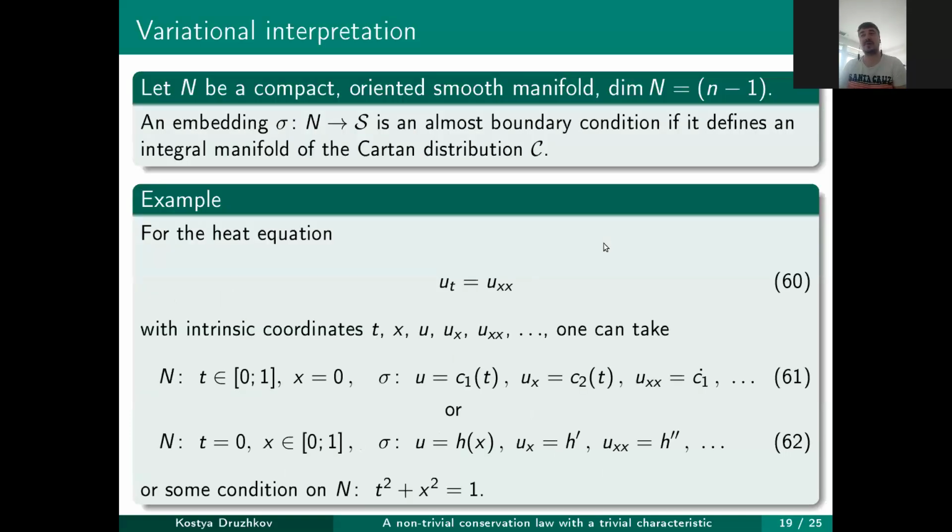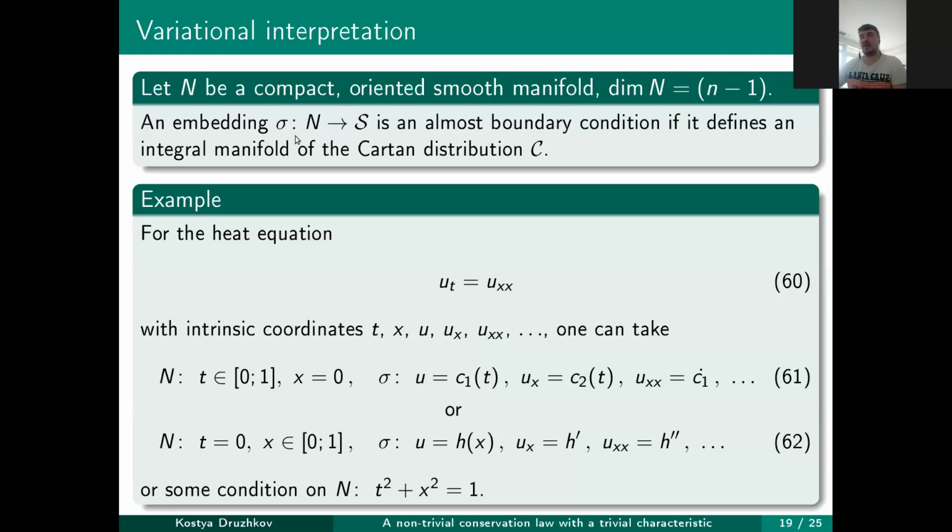Now let me try to interpret this result somehow. And let N be a compact-oriented smooth manifold of dimension n-1, and let S be a system of differential equations with n-dimensional Cartan distribution. Just any system, not necessarily epsilon or epsilon prime d_y, just a system of differential equations, any regular system of differential equations. Then we can consider embeddings of this compact-oriented smooth manifold with or without boundary. It doesn't matter in this case.